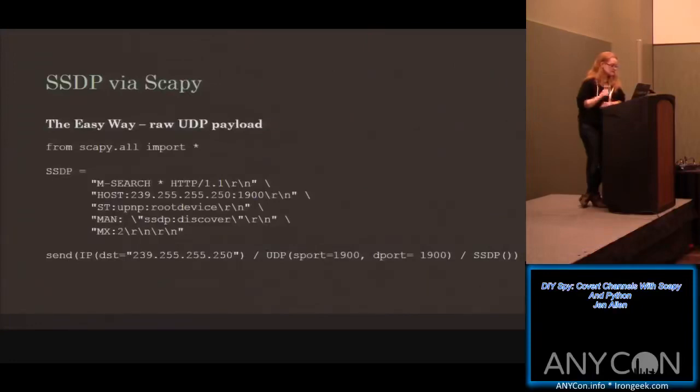So Scapy provides a lot of ways of doing this. As I mentioned, a raw layer is a really easy, quick way of throwing this together. I know what the protocol looks like. I'm just going to construct it by strings, piece by piece. So I'm going to create a variable, SSDP, and I know what the SSDP looks like, so I'm just going to put it together step by step, and then create a packet.